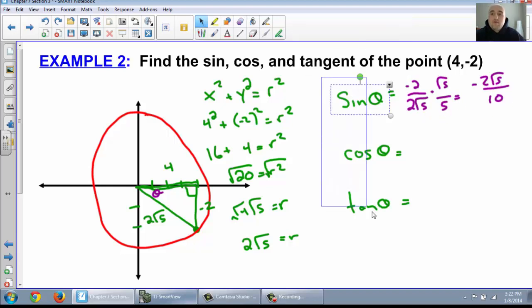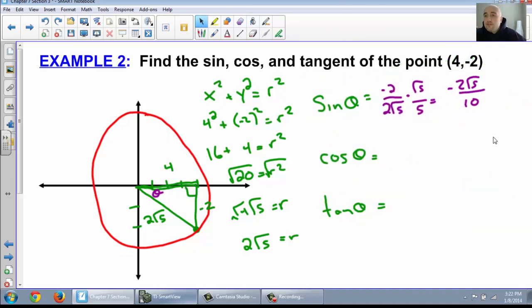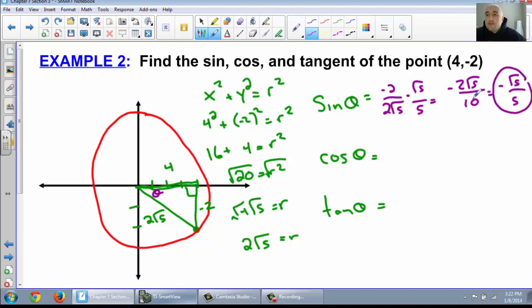All right, I need to move these over. Okay, so when I reduce this, what do I get? Negative 2 over 10 is negative 1/5. So I have negative root 5 over 5. 10 reduces to 1 over 5.